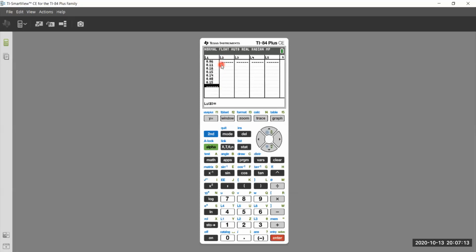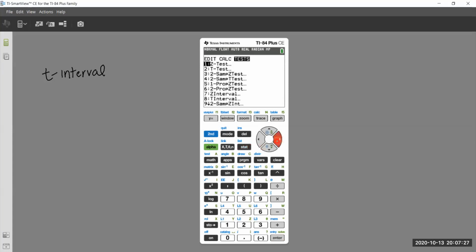And now, when we go to do this test, we said we were doing a T-interval. So we're going to go to stat. We're going to go over to tests, and we're going to go down to T-interval. You'll see there's a T-test up here. We're going to use that in chapter 9. We're doing intervals right now. And this time, we're not talking about statistics. We have a list of data. So highlight data, enter. That locks it in.